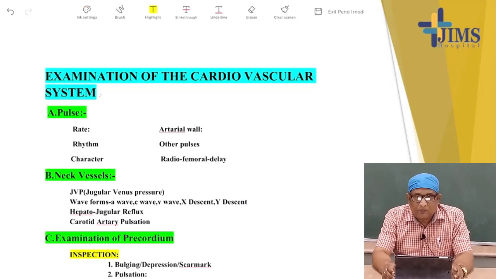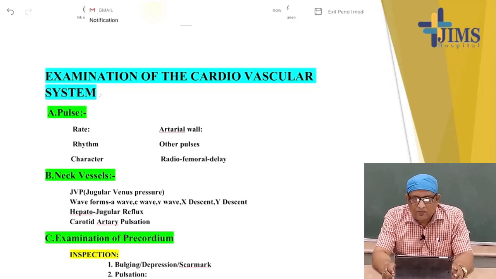Then what is the character of the pulse? This is very important. There are some special characters of some of the pulses. Particularly, it is very popular, the water hammer pulse. If the systolic pressure is increased and the diastolic pressure is decreased, we call it wide pulse pressure. In such conditions, if you raise the hand while palpating, the pulse volume will increase suddenly. That is called a water hammer pulse. It is characteristically found in aortic regurgitation. Similarly, there are other characteristic pulses also.